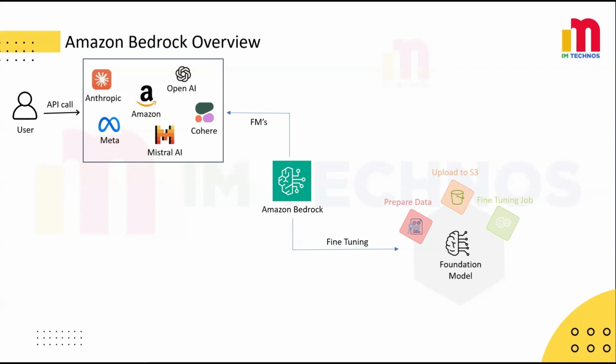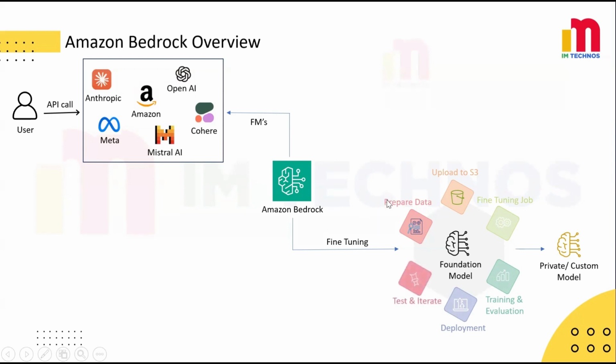Step 5, training and evaluation. Bedrock now runs the fine-tuning job in the background. It uses part of your data for training and part for validation, so the model doesn't overfit. You can track progress and check metrics as it runs. Step 6, deploy your custom model. Once training is done, your fine-tuned model shows up in the Bedrock console as a custom model. And the best part is, you can use it just like any other foundation model in the playground or directly through the API.